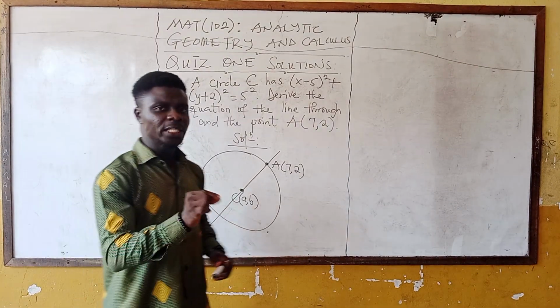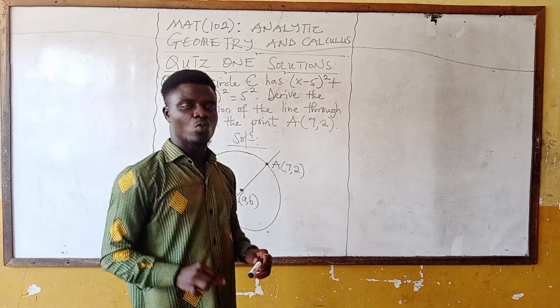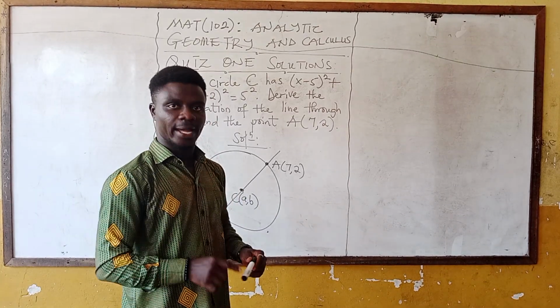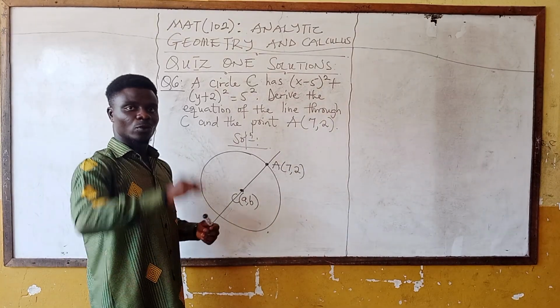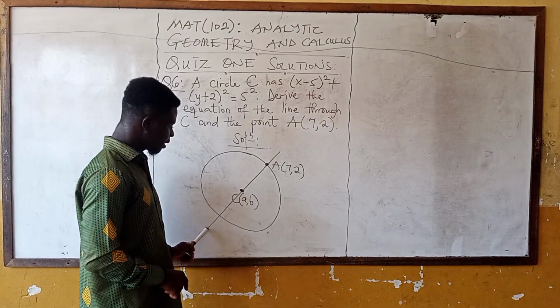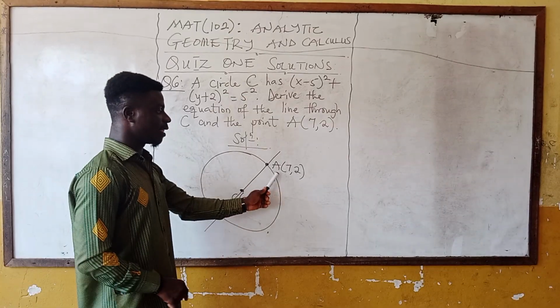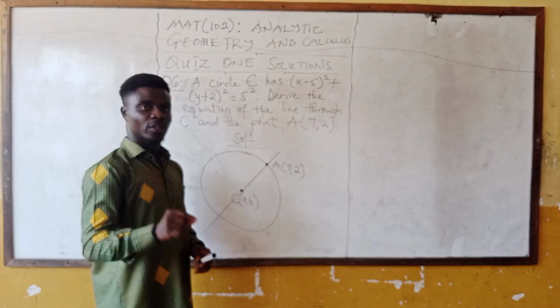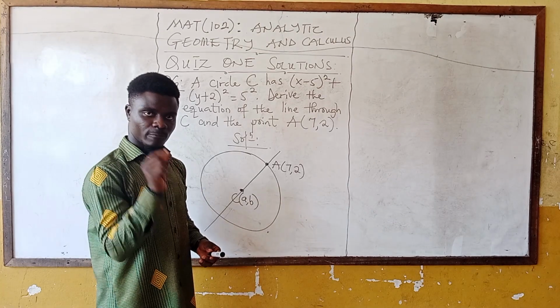If the point is not on the line, you can never find the equation of the line. So make sure that the point must be on the line, or the line must pass through the point. This line is passing through the center, point C, and point A, so definitely we can derive the equation of the line.